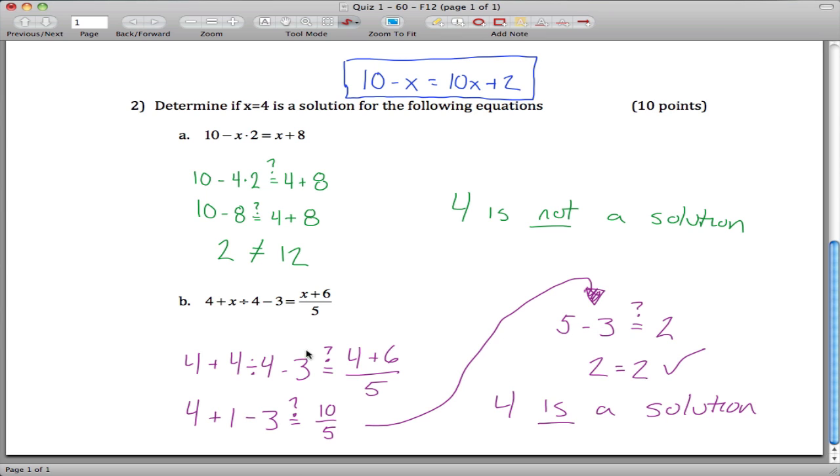But again, it's tricky because of the order of operations. It's really tempting to do 4 plus 4 first, because that's what's written first. Similarly, it's tempting to do 10 minus 4 up here first. But you've got to make sure you multiply and divide before you add and subtract. That's the end of this quiz.